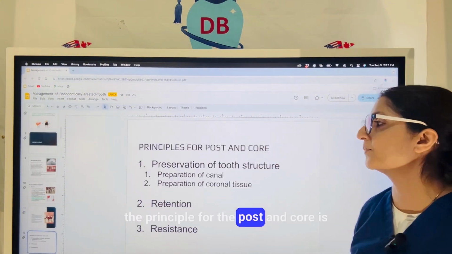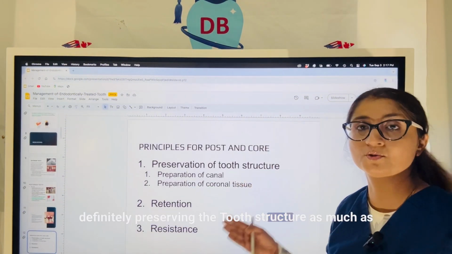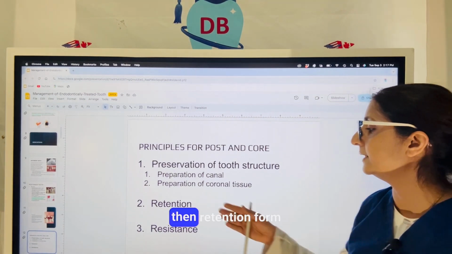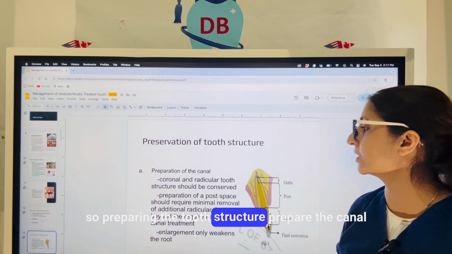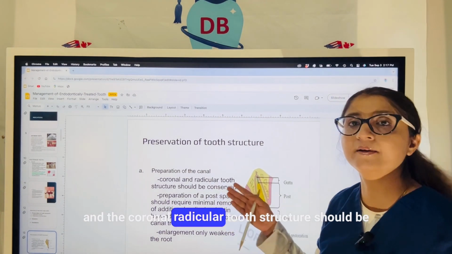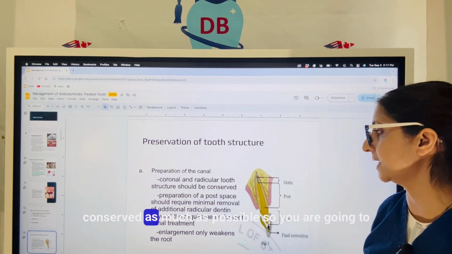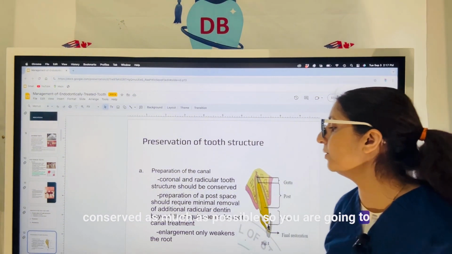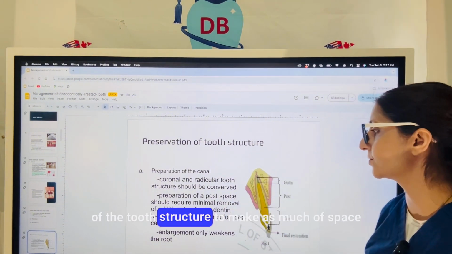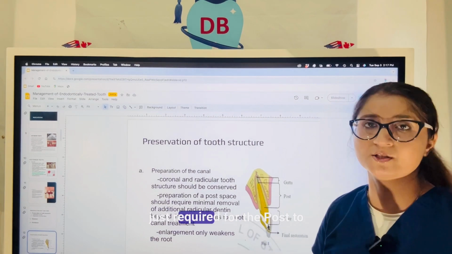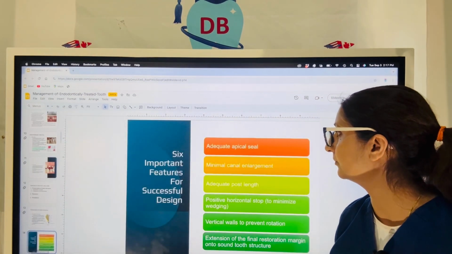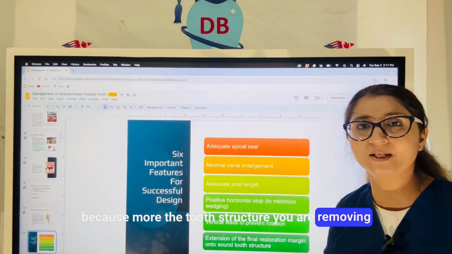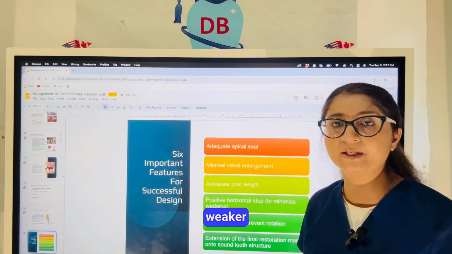Now the principle for the post and core is definitely preserving the tooth structure as much as possible, then retention form, the resistance form. So preparing the tooth structure, preparing the canal, the coronal and radicular tooth structure should be conserved as much as possible. So you are going to do minimal removal of the tooth structure, to make just as much space as is required for the post to fit into the canal. Because the more tooth structure you are removing, the weaker your tooth structure becomes.